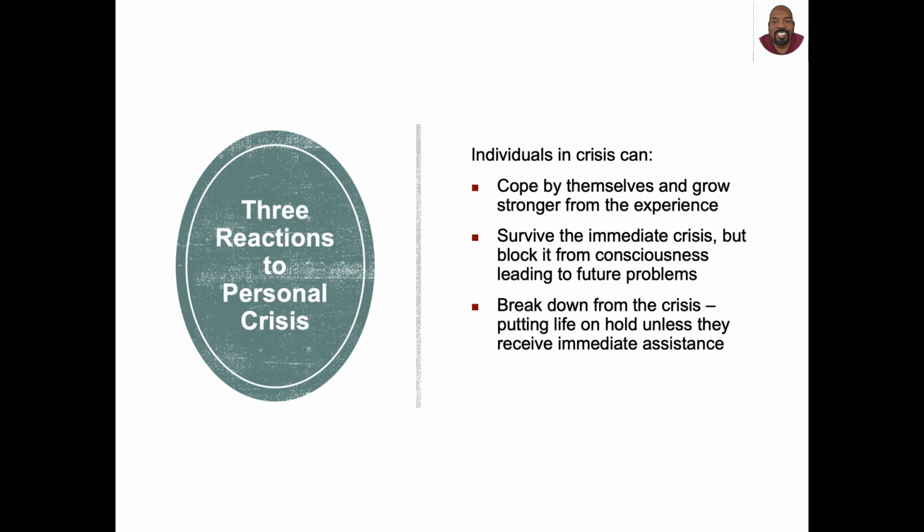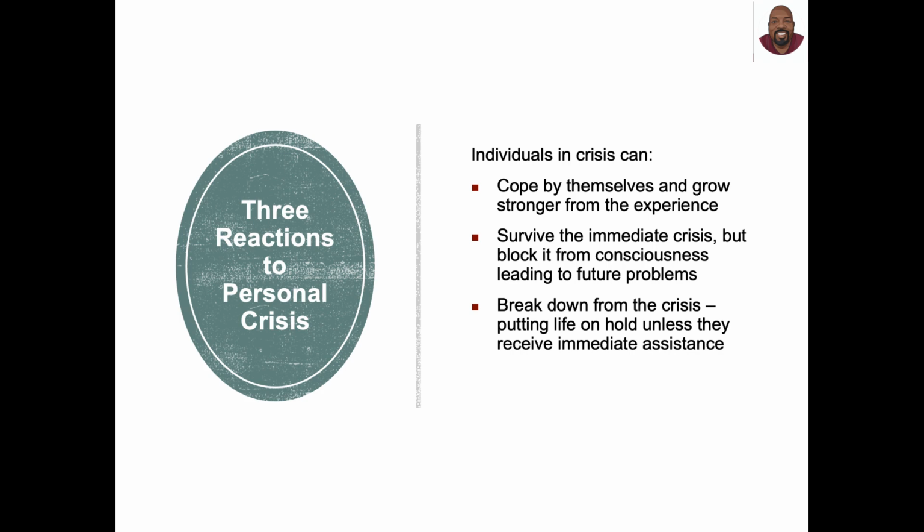Also, sometimes they can survive the immediate crisis, but block it from consciousness, leading to future problems. I've heard of situations or studies done with individuals who maybe have dealt with sexual abuse or something like that in their past, or some type of trauma from early childhood. And what they'll do is they'll block out that trauma and the crises they have gone through. They do block all those things out, but they never have dealt with it in the right way. And so what ends up happening is that it ends up showing up later on in life for the individual. Hopefully, that individual eventually will be working with a mental health professional to deal with that issue, but that's not always the case. And so we do see some individuals who do block it out.